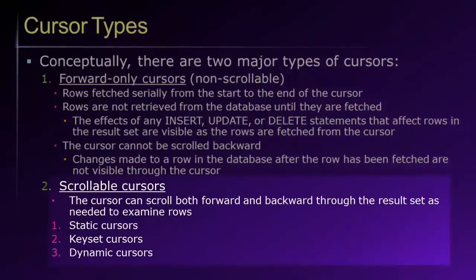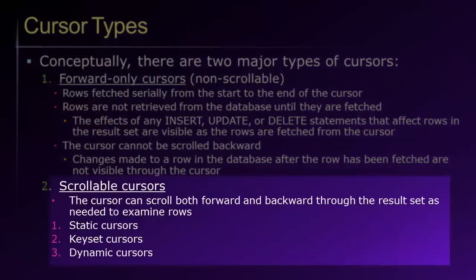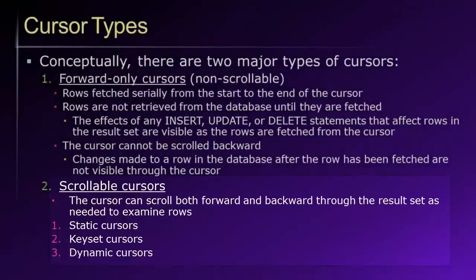By contrast to these forward-only cursors, we also have scrollable cursors. And a scrollable cursor allows us to move both forward and backward through a result set as needed for the application program or the data-driven website to examine the rows. And there are three major types of scrollable cursors, each of which has different properties. These are static cursors, keyset cursors, and dynamic cursors. So static, keyset, and dynamic cursors are the three different types of scrollable cursors. Let's see how they are different from one another.